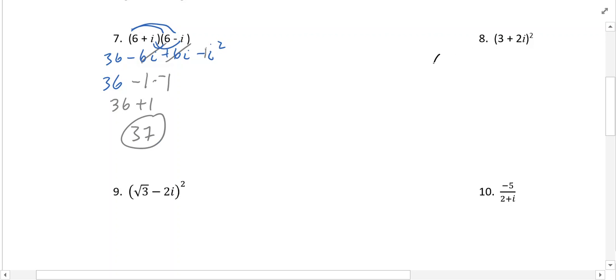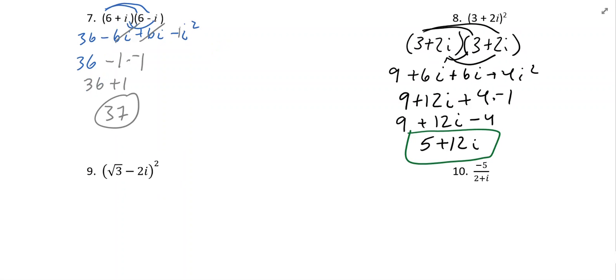Don't just distribute the square. You want to think of it as 3 plus 2i times 3 plus 2i. Okay, so I want you to pause the video and go ahead and try this one. Okay, so we got 5 plus 12i. All right, let's go ahead and go to the next one.